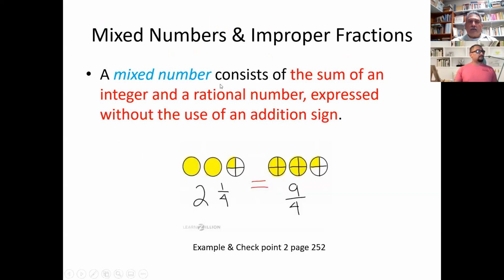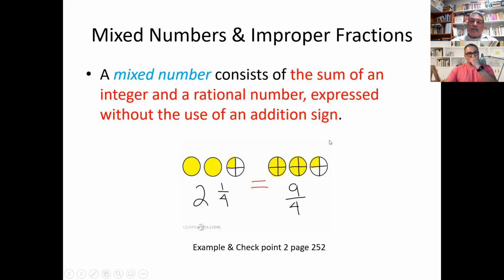A mixed number, I'm talking about the same thing. For example, a mixed number is an integer and a rational number. Visually, if you have these 3 circles, you have the integer 2, and then if you notice, only 1/4 of this circle is yellowed, so you have 2 plus 1 over 4.